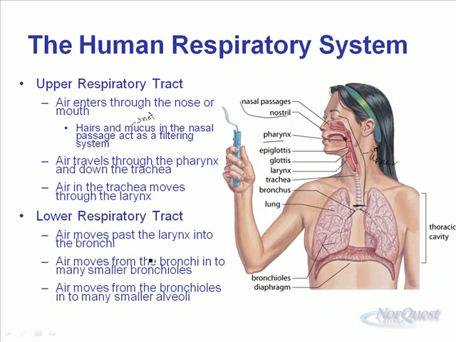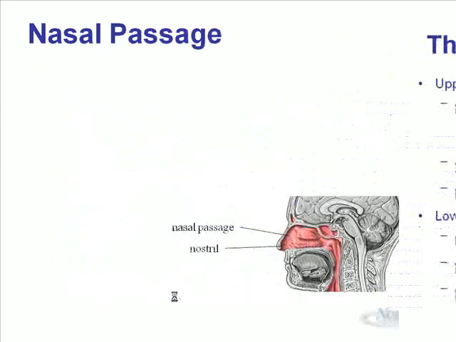And air moves from the bronchi into many smaller bronchioles. So what this kind of looks like is an upside down tree, is one of the ways I think about it, where your lungs almost form the branches of a tree. Air moves from the bronchioles into many small dead-end sacs called alveoli, and we'll take a look at what that is in a few slides.